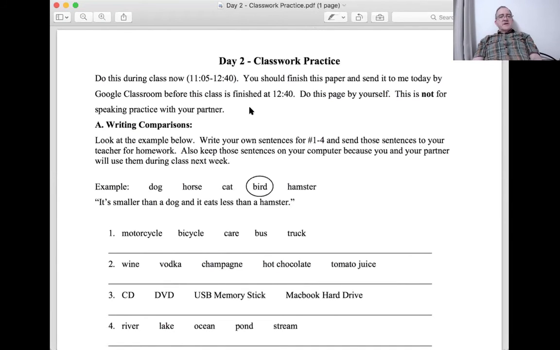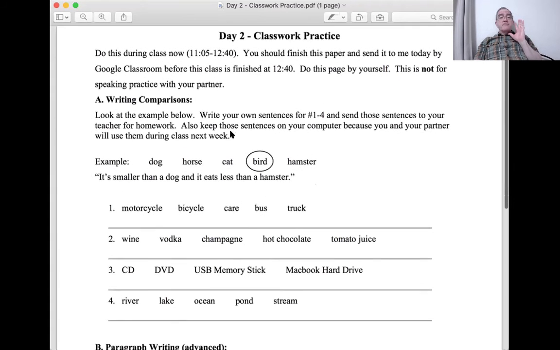The first assignment is classroom practice. That means right now, when this video is finished, you're still in class. Class is from 11:05 until 12:40. So let's look at the paper. During this class, you should finish this paper and send it to me today by Google Classroom. Before this class is finished at 12:40, do this page by yourself. This page is not for speaking practice with your partner.